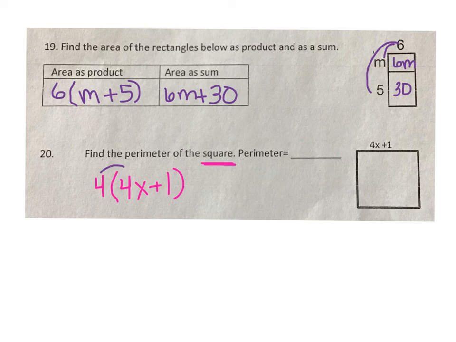So we can just multiply that in to find our answer. Okay, so we're going to do 4 times 4x. 4 times 4 is 16x. And the 4 times 1, so positive 4. And that is our perimeter.